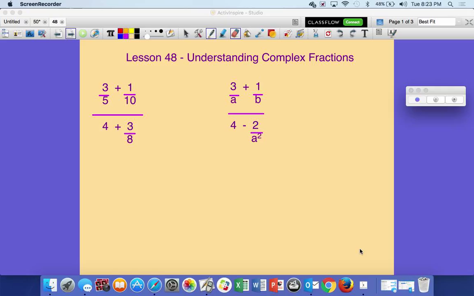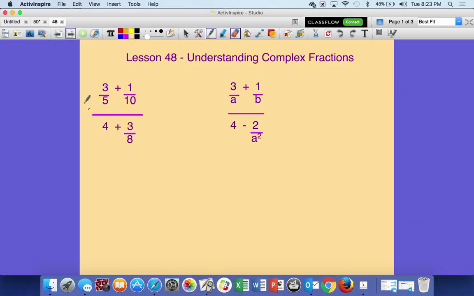Lesson 48 is understanding complex fractions. Now what we have here is a whole bunch of fractions. If you look at our very first one, we've got two fractions on the top. You could say we've got two fractions on the bottom also. What I would tell you to do is get these top two fractions into one first.